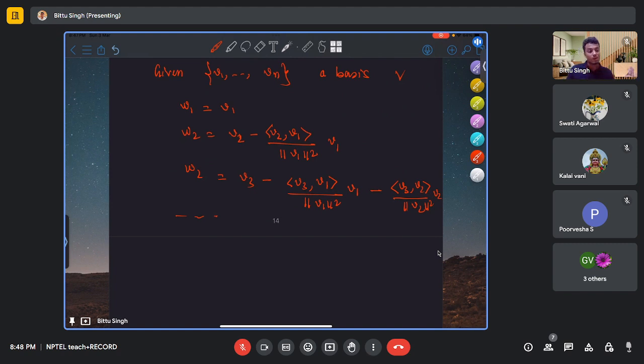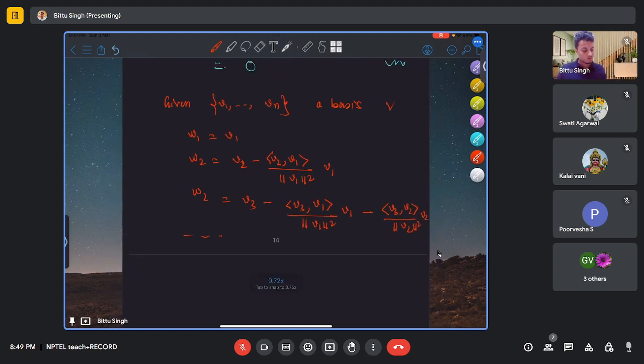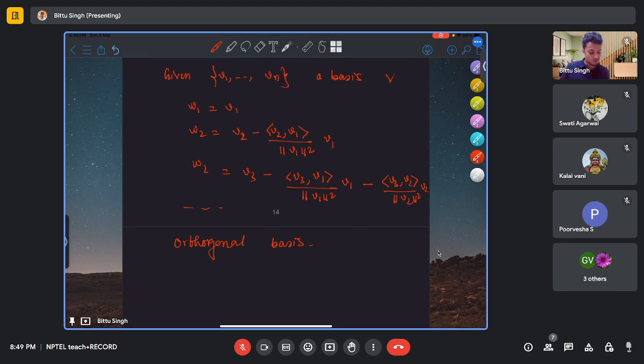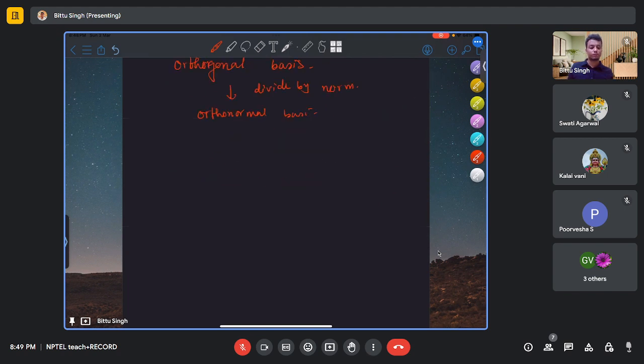So you need to subtract all the projections of the previous vectors: projection on V1, projection on V2, and so on. In this way, you can get the orthogonal basis. And the next step will be to divide by the norm. If you divide by the norm, you will get an orthonormal basis.